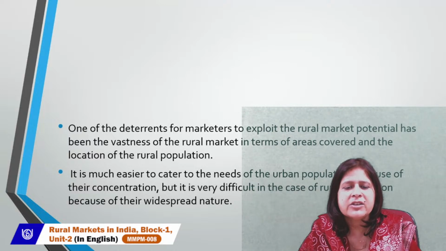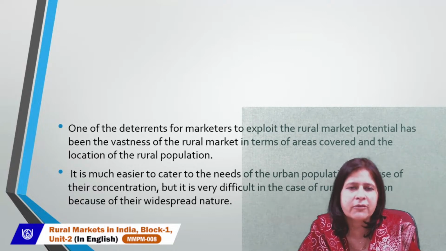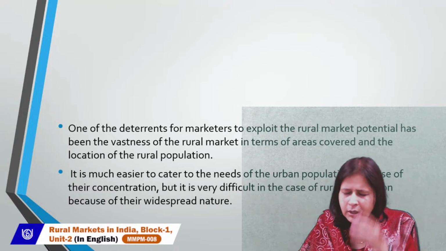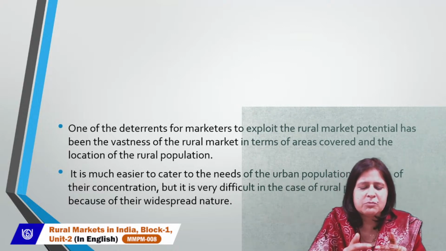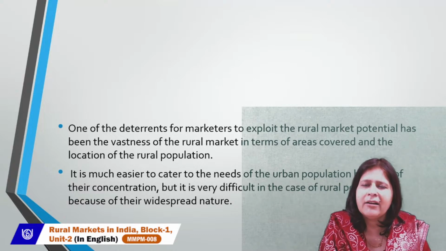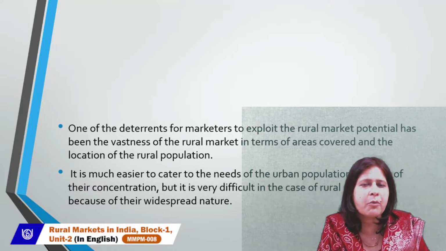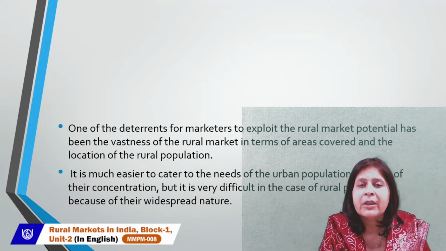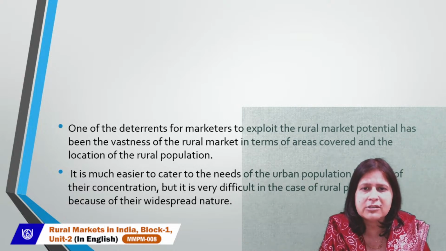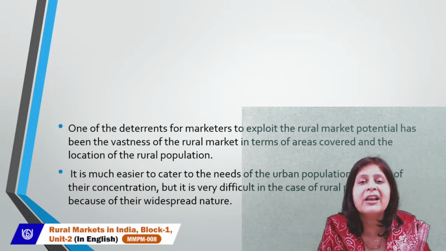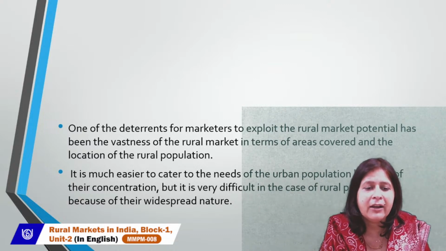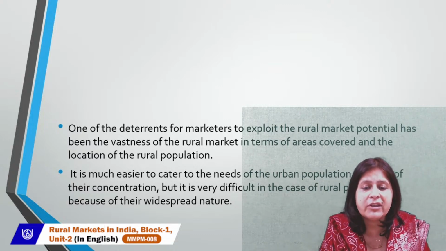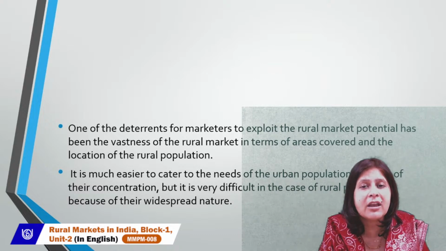One of the deterrents for the marketer to exploit the rural market potential has been the vastness of the rural market in terms of area covered and location of the rural population. As we all know, India is made up of villages, right? And this is one of the major problems of the marketers, because the villages or rural areas are geographically scattered, right? And there is the vastness of the rural market in terms of the area covered.